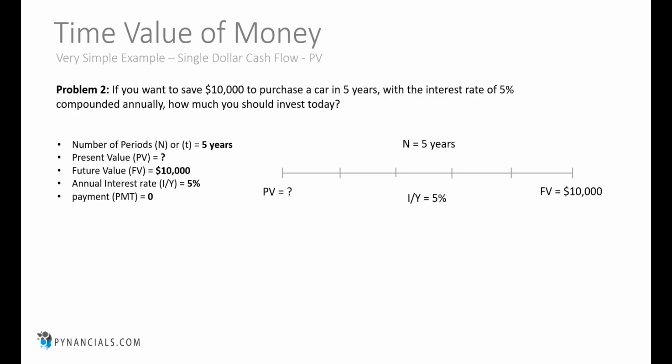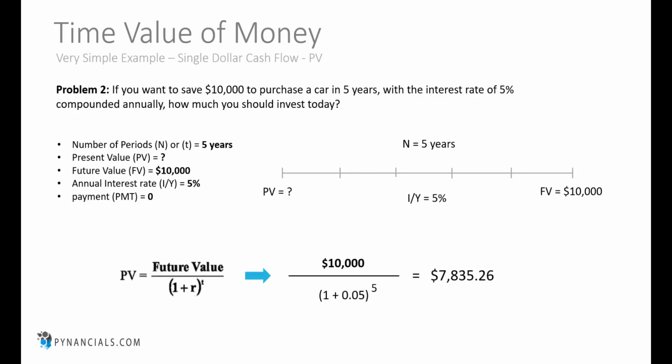Because we know there is a shortcut to do such a question, we will not even try to do the long way and directly use the present value formula. So you can see that we can use this formula and it gives us the answer of $7,835.26. A very important thing that you should always keep in mind is that in time value of money questions, as long as you have the value of 4 out of 5 variables, you can always compute the 5th one no matter what it is.